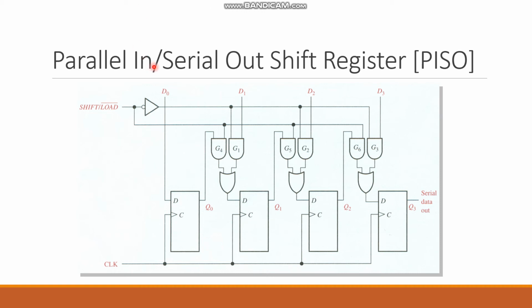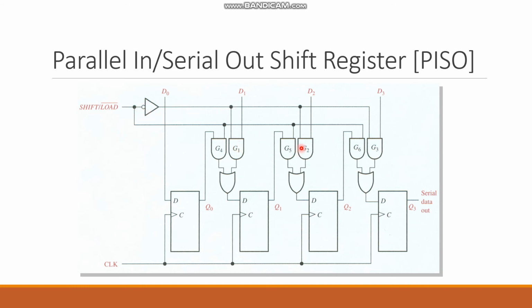As you can see here, the data are going to be entered parallelly. D0 is going to be directly given to the first flip-flop. D1, D2, D3 are going to be getting into the flip-flop through those gates. But how? Whenever this pin is 0, that means we are loading, we are entering the data. So whenever this one is 0, this AND gate is activated, that one is activated, that one is activated, right? Because 0 and here becomes 1, so this one is going to be activated.